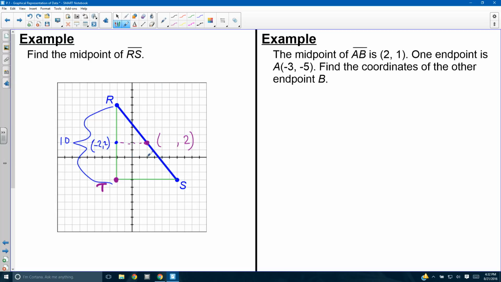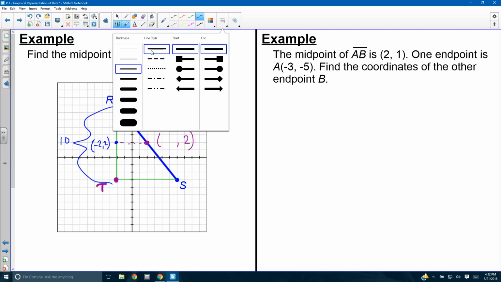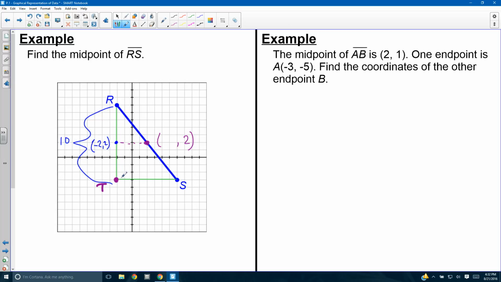And obviously, it looks like this part is 2 as well, but let's find it a different way. Let's use T and S right here. Once again, what's the distance between T and S? 1, 2, 3, 4, 5, 6, 7, 8. Half of that is 4. So count 4 over. 1, 2, 3, 4. Now we're at that point right there. That point is 2, comma, negative 3. But if I go upward from there, you're going to look at the same x-coordinate, which looks to be 2. So your midpoint here is 2, 2.